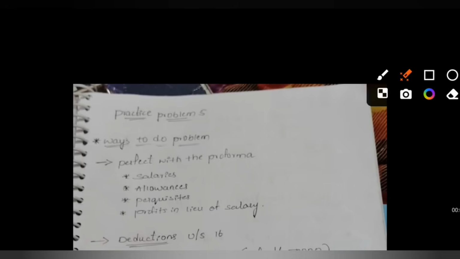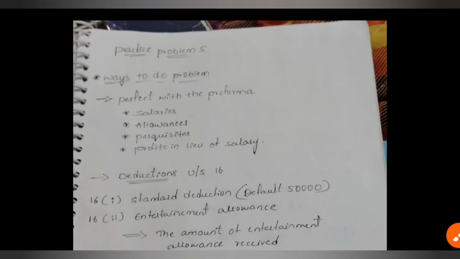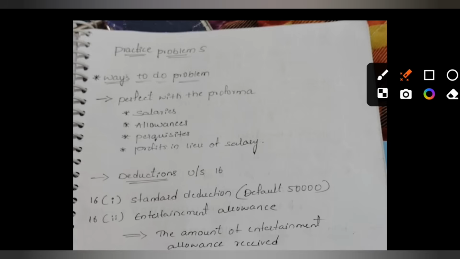Before starting into the questions, you need to be perfect with certain answers. So certain points you need to remember when you are doing income from salaries. The first thing is, in the pro forma there are 4 main headings you need to write in every question, that is salaries, allowances, perquisites and profit in lieu of salary.